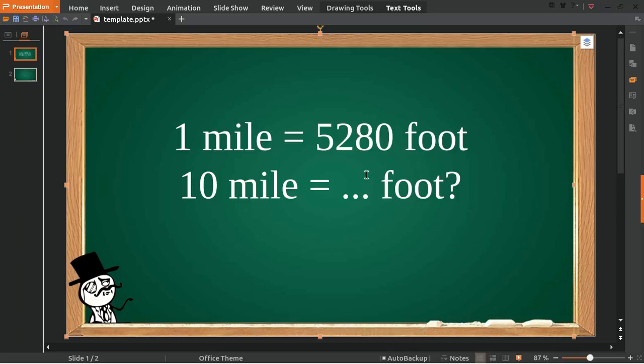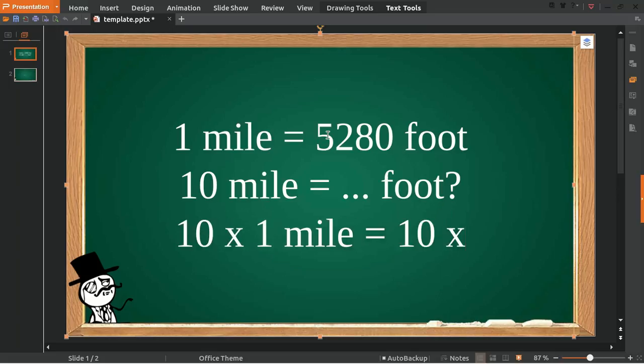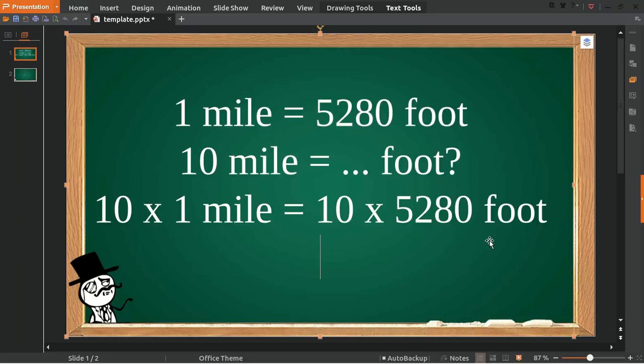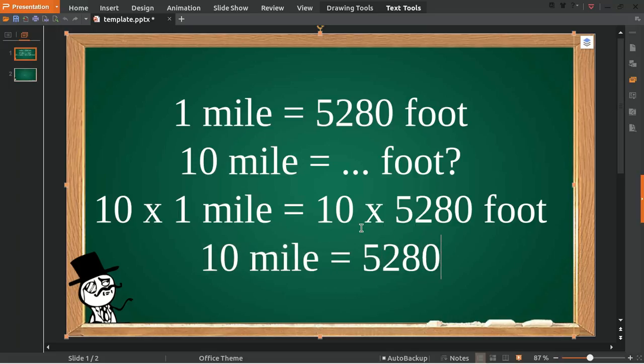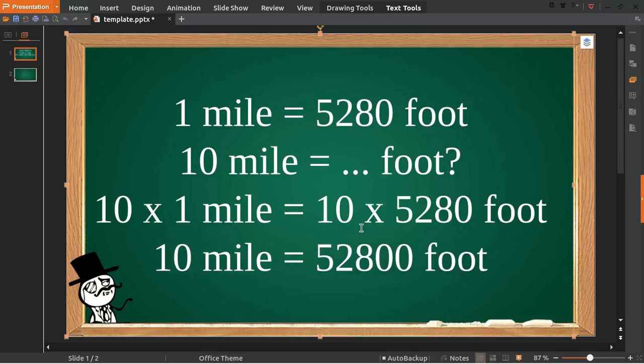Okay, to answer the question, firstly we need to put down the 10 miles. Okay, the 10 miles is equal to 10 multiplied with 1 mile. And then because we have 10 on the left, we must have 10 on the right. So 10 multiplied with 5,280 feet. Okay, now 10 miles is equal to 52,800 feet. Well, that is how we answer this kind of simple question.